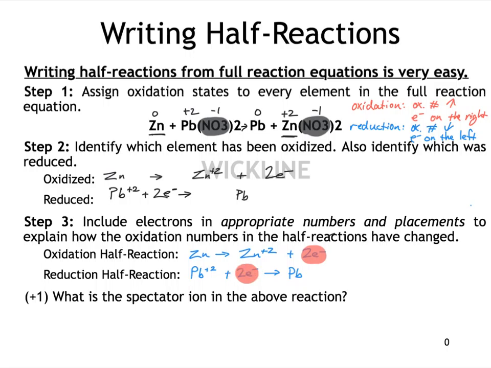The spectator ion, as I had already discussed almost immediately, in this case was nitrate. Polyatomic ions are usually going to be spectators.